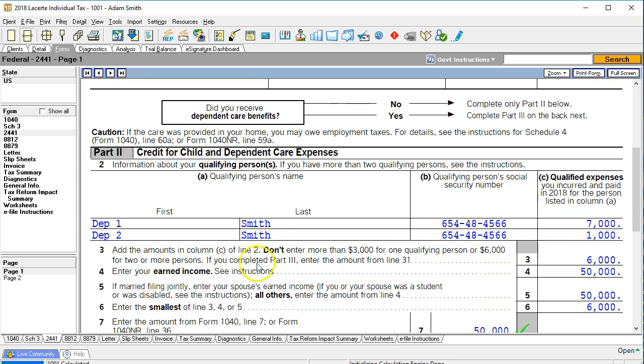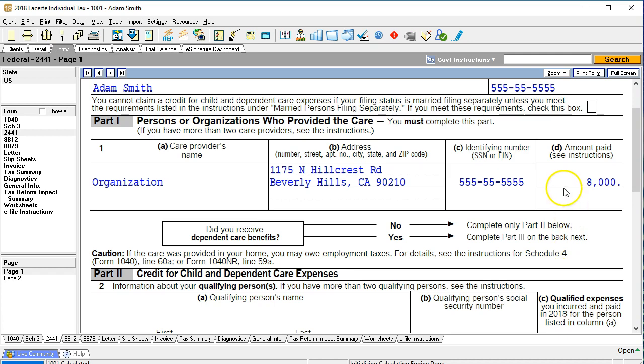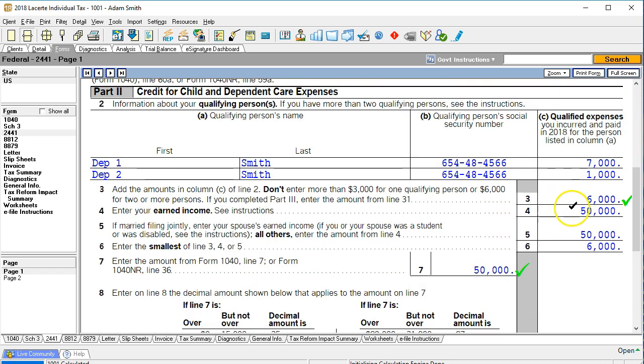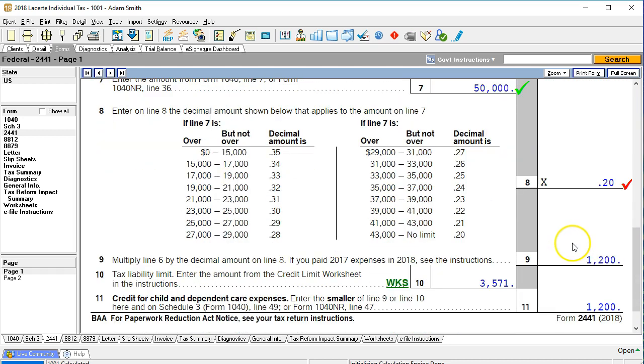Then on line 3 it says add the amounts in column 3 of line 2. Don't enter more than 3,000 for one qualifying person or 6,000 for two or more. So now we have two or more, so here we have the 6,000. The total paid of 8,000 is being limited to 6,000. And then we have the income, which was 50,000. It's head of household, so that's on lines 4 and 5. And then, of course, the smaller of those would be the 6,000 amount. And then we would go through and have the same kind of information as we go from there.